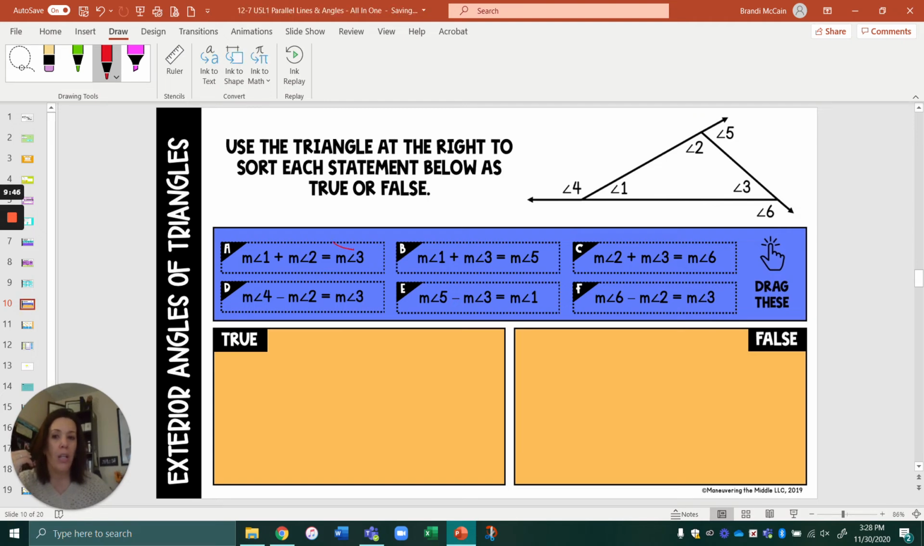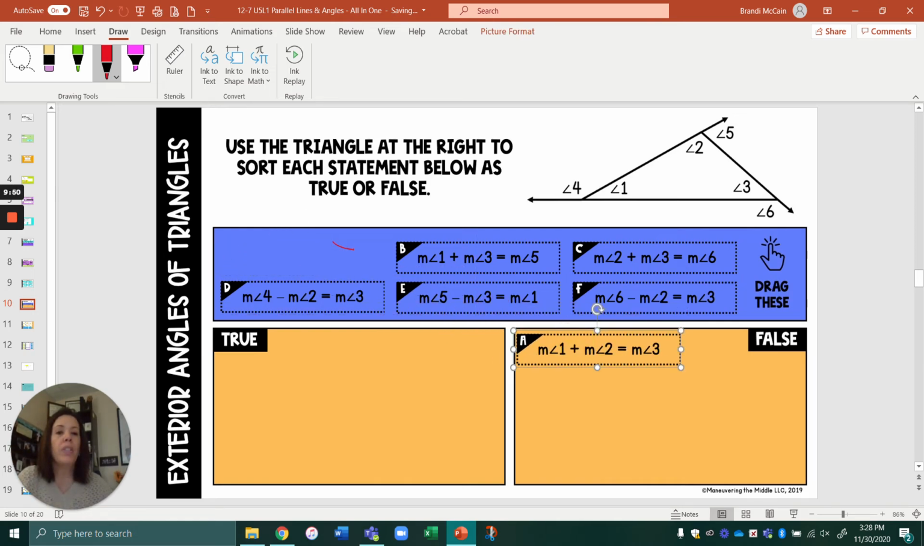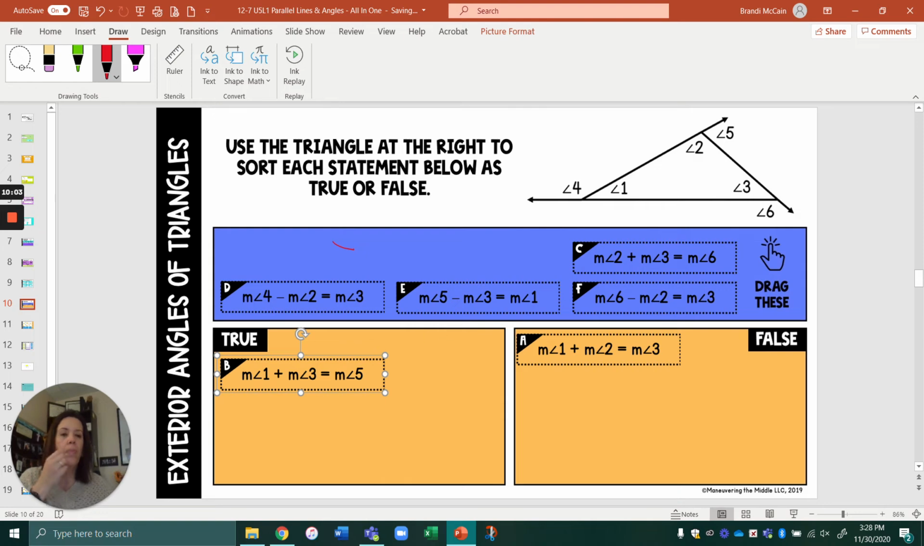Okay, 1 plus 3 are remote to 5. So 1 plus 3 does equal 5. Okay, I know these are hard to see. If you need to turn your computer sideways and look at this, the 5 is here. It touches 2, so it doesn't touch 1 and 3. Okay, that's how you're looking at this.